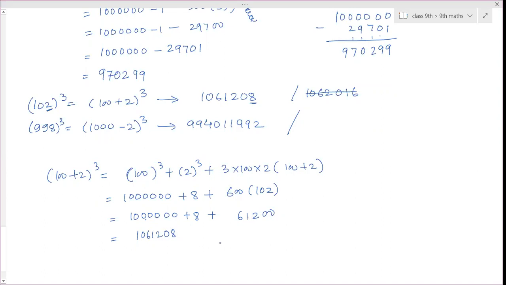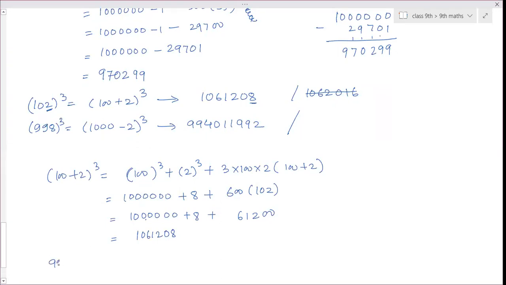Ma'am, actually I first added, then I multiplied. Okay, no. Which did you add? Ma'am, I added, you have added 600 here. Yes, ma'am. Oh no, first multiplication, the BODMAS rule.